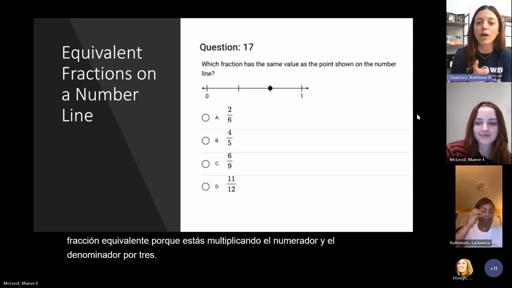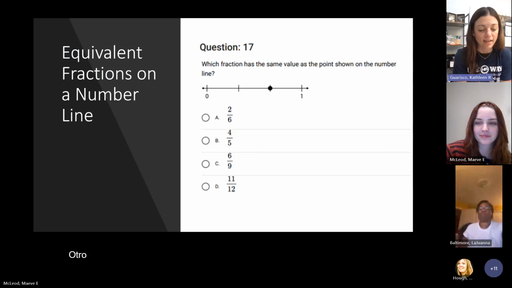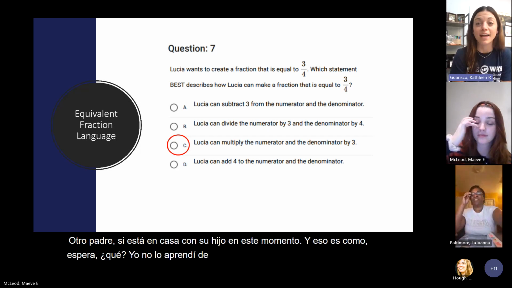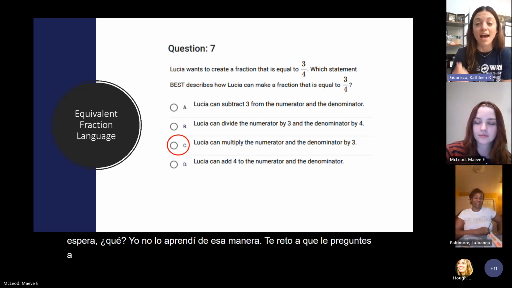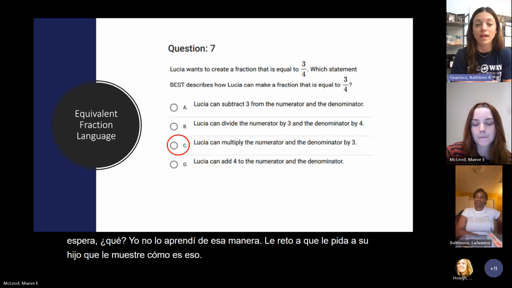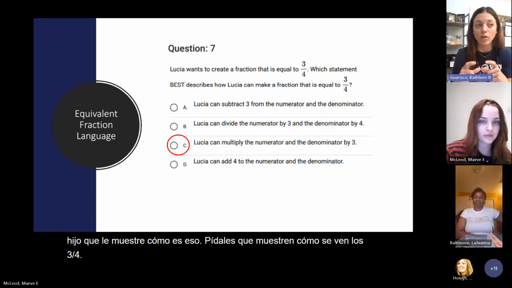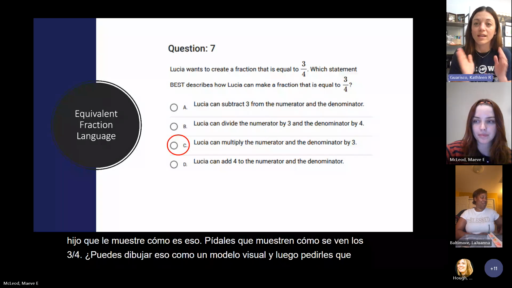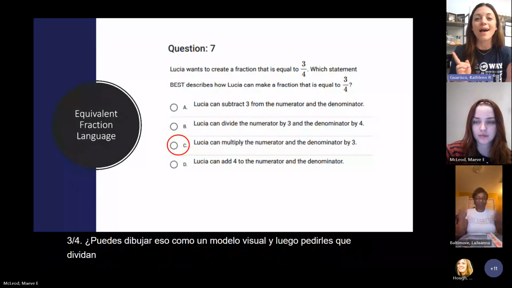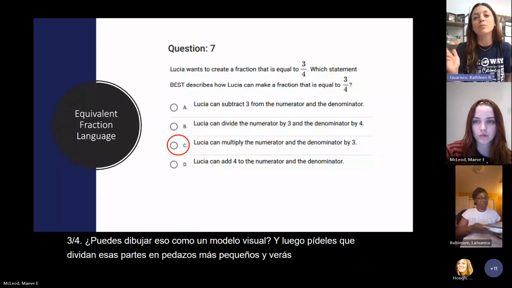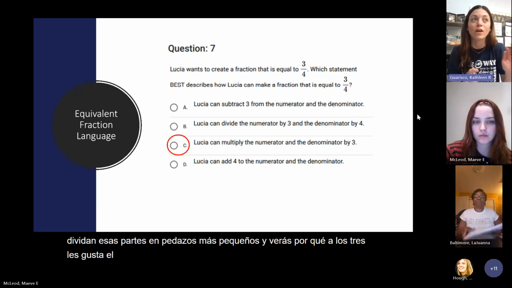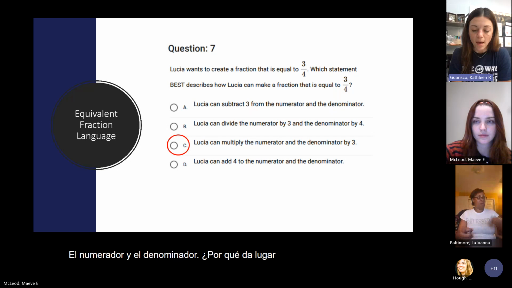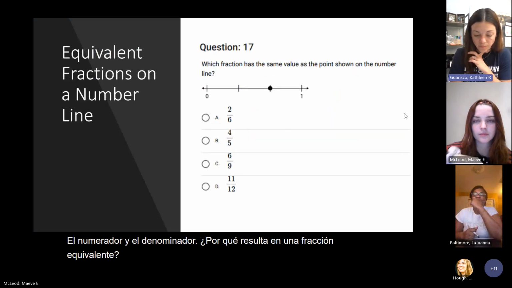And as a parent, if you're at home with your child right now and that is like, wait, what? I didn't learn it that way. I challenge you to ask your child to show you what that looks like. Ask them to show, what does 3/4 look like? Can you draw that as a visual model? And then ask them to partition those parts into smaller pieces. And you'll see why multiplying the numerator and the denominator results in an equivalent fraction.